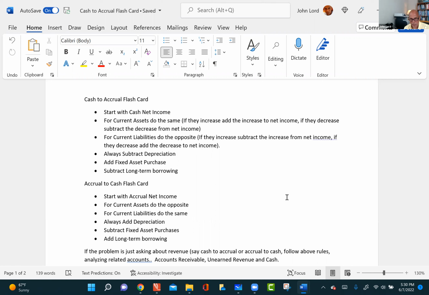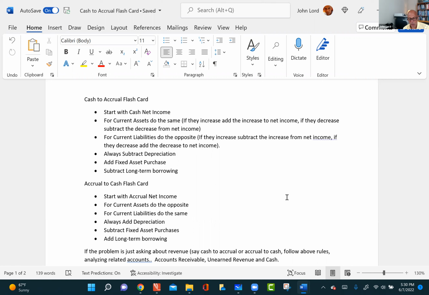Always subtract depreciation. Now let's stop and think about that one for a second. Depreciation is a non-cash expense. So if you were preparing a cash set of financial statements, then your depreciation expense wouldn't have been subtracted in the calculation of net income, right? So you always subtract the depreciation, because depreciation did not use cash and it wouldn't be included in a cash net income number.